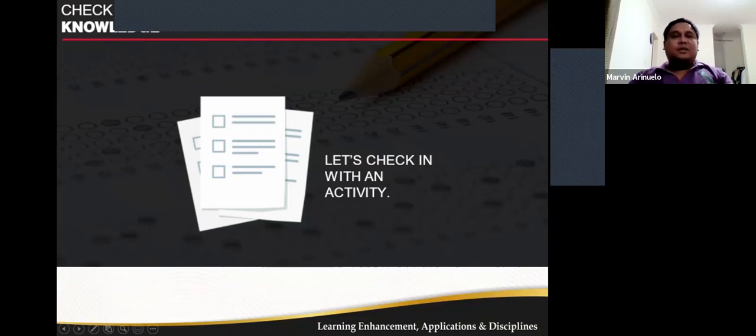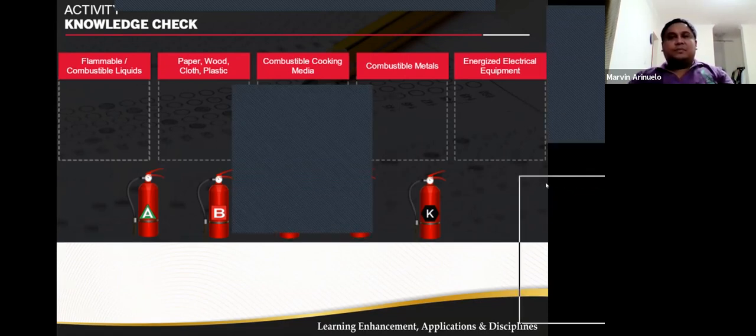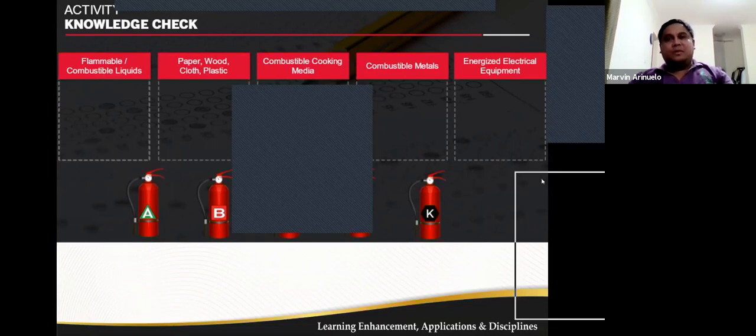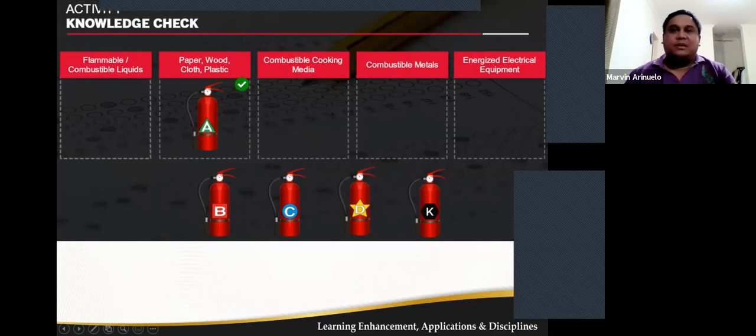So let's check our knowledge. You can use our chat box to determine the right answer. Let's say for a Class A fire, you can use it for paper, wood, cloth, and even plastic. I think this is very easy.